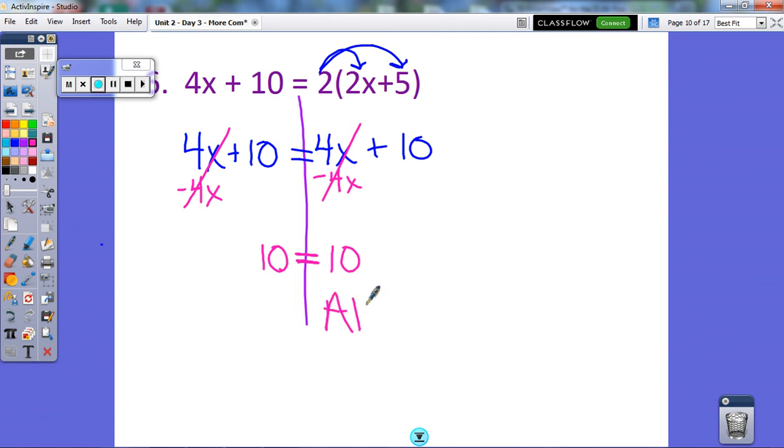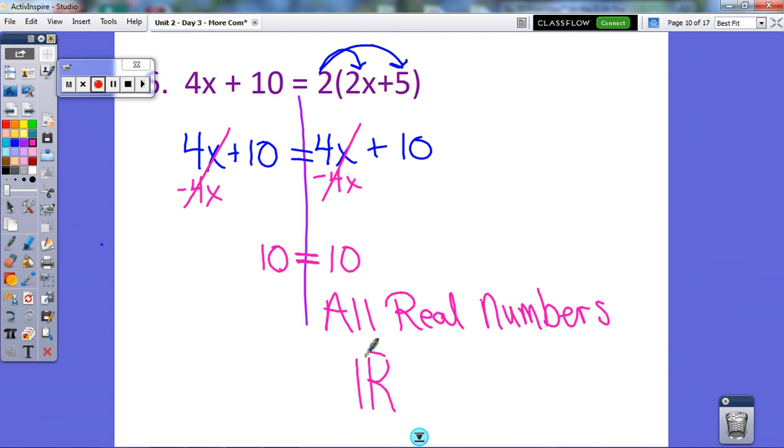So that's when we say our answer is all real numbers. Your answer is any number in the world. The symbol for that is like 2 lines, and then you turn them into an R. So it's 2 lines, and turn it into an R. That's how you write all real numbers. That's the symbol.